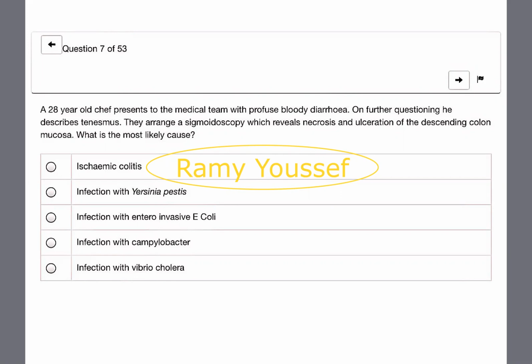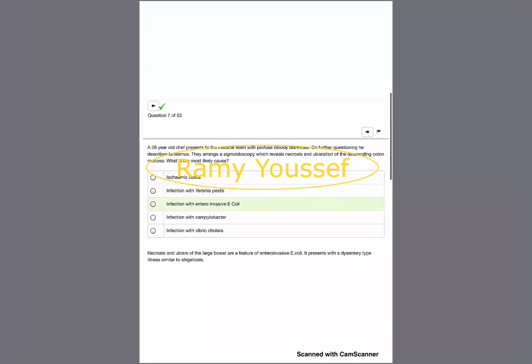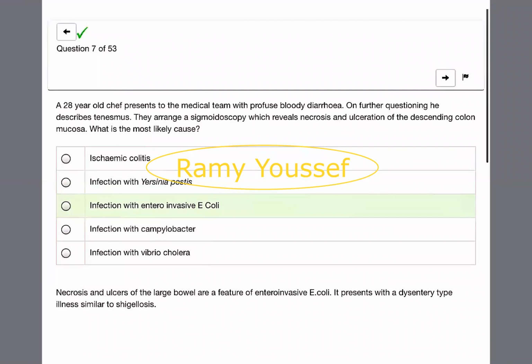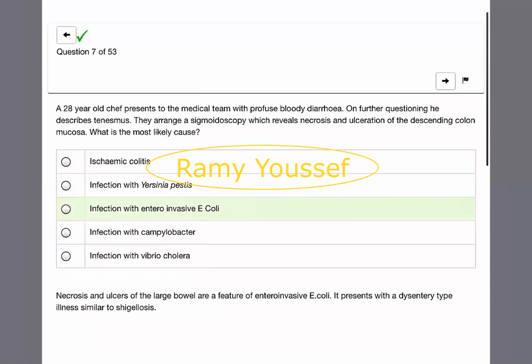Or Campylobacter? I don't know. Why did you change your answer? I think Campylobacter is one of the other criteria. Campylobacter doesn't make a bloody diarrhea. And this patient, enteroinvasive E. coli. Yes, your answer is right. There are two types of E. coli. One of them is the enteroinvasive, which releases enterotoxin and causes this criteria in the colon of ulceration.